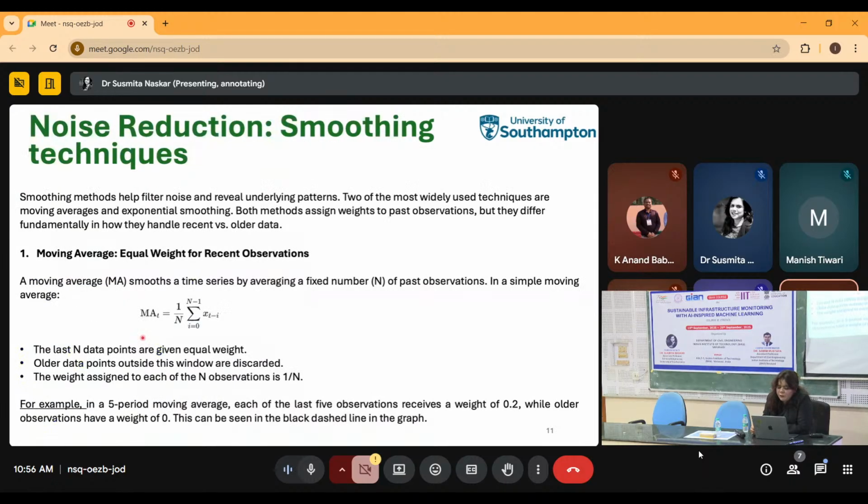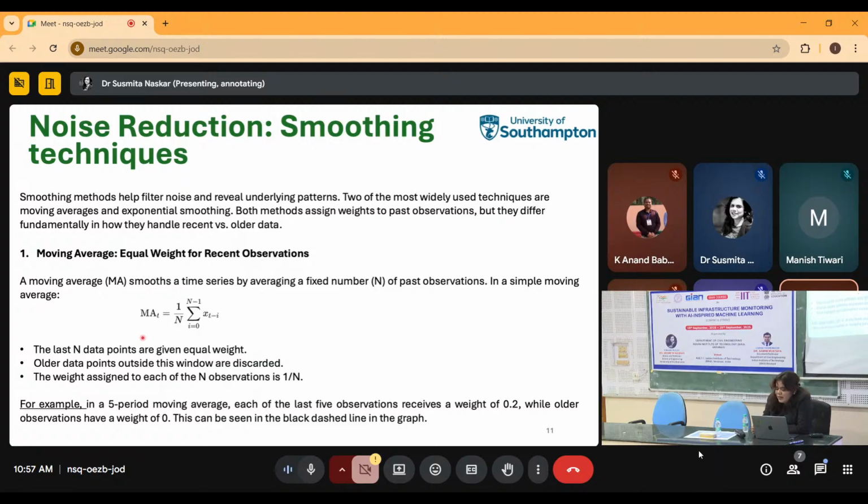And then, noise is very, very important. Noise also brings a lot of uncertainty, and it is very important when we talk about infrastructure monitoring. So we need to understand how to reduce the noise. Noise reduction is very important, and we can do this in several ways. There are several methods we use. Smoothing is one of those. Smoothing helps to filter the high frequency noise.